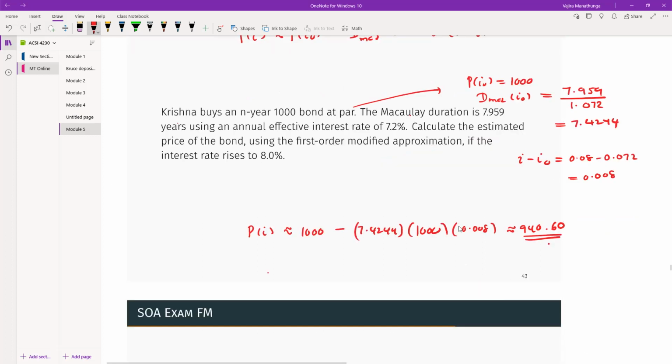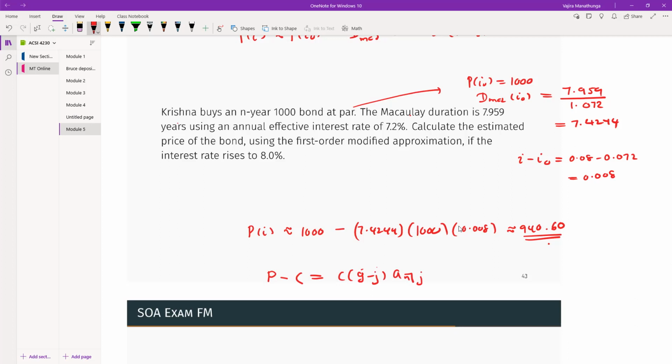Remember, I just want to mention the premium discount formula. The premium discount formula says P minus C equals C times (G minus i) over i. So if G equals i, that's a bond at par, and the price is going to be the redemption amount.